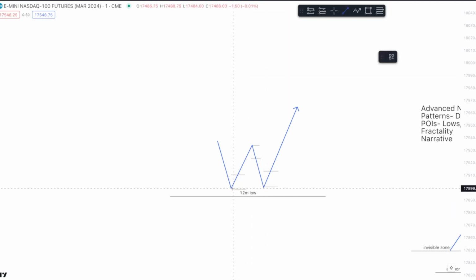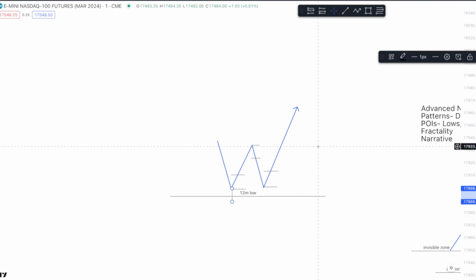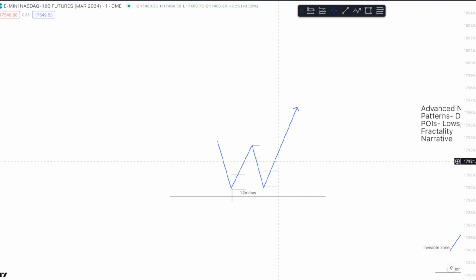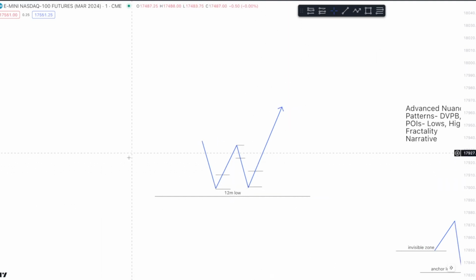If you get a wick that jabs into this low, we are not looking for a standard double valid pullback anymore. I know your mind is probably going, well, what are we looking for? Just focus on one thing at a time. This is what we're looking for when we are touching the middle of the Invisible Zone or when we are not touching the low, or on the flip side, the high.